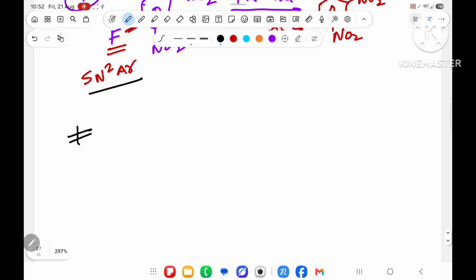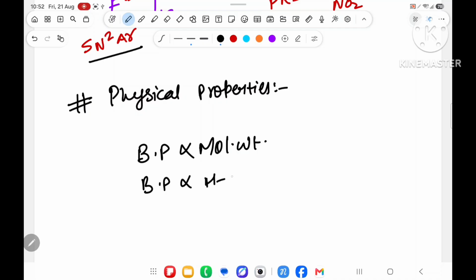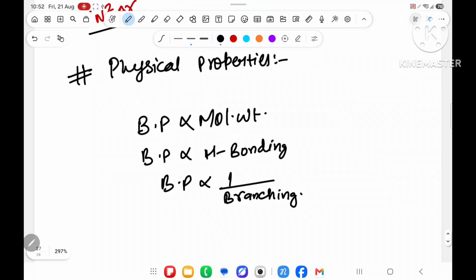Now the next part we have to see is the physical properties. First, boiling point is directly proportional to molecular weight. Boiling point is directly proportional to hydrogen bonding. Boiling point is inversely proportional to branching. And for boiling point, you already know lots of things.